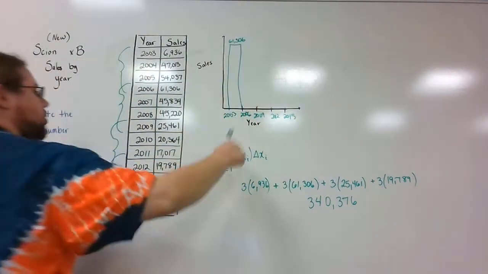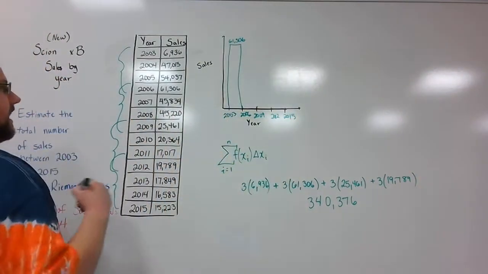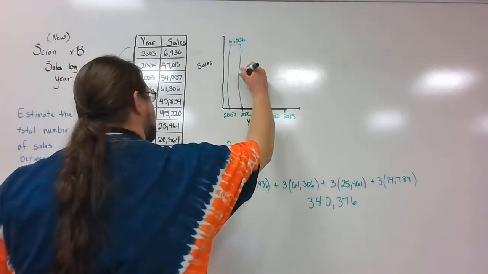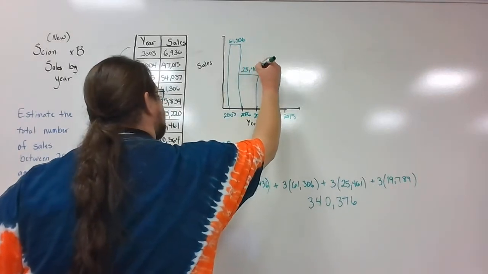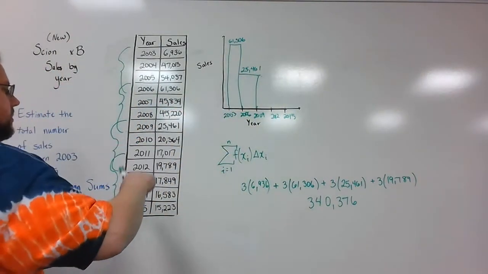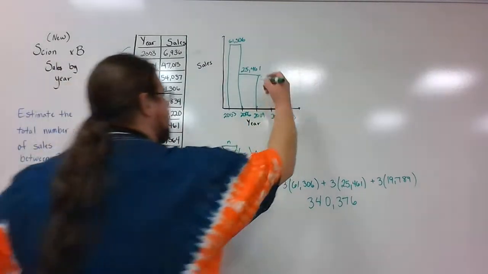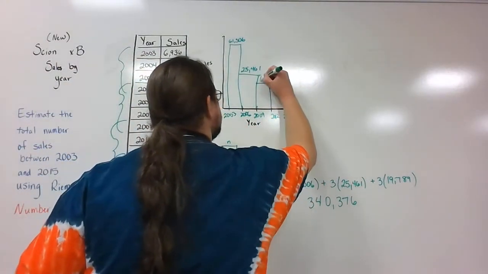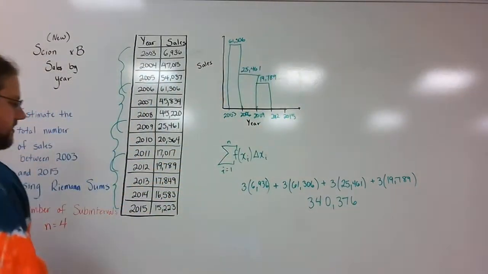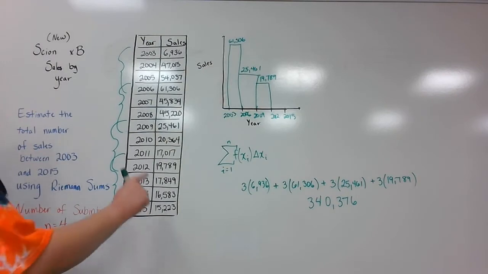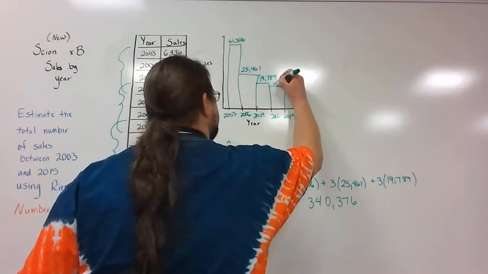All right. Then I'm going from 2006 to 2009. I'm using the number on the right, which is the 2009. Again, that was that halfway drop. And we've got 25,461. All right, now I'm going to use another one. 2009 to 2012, I'm going to use the 2012 at 19,789. And then from 2012 to 2015, I'm using the 2015 number. That's 15,223. Again, not a big drop.